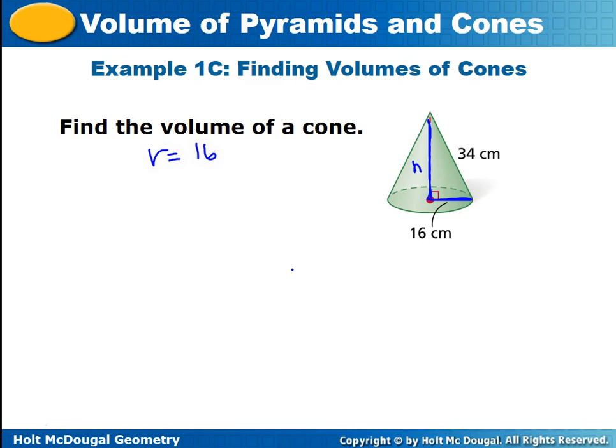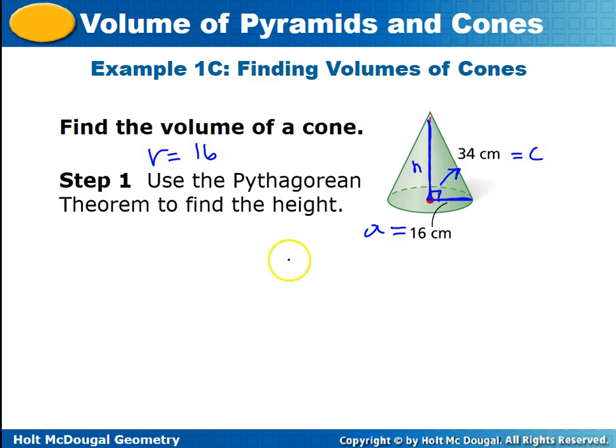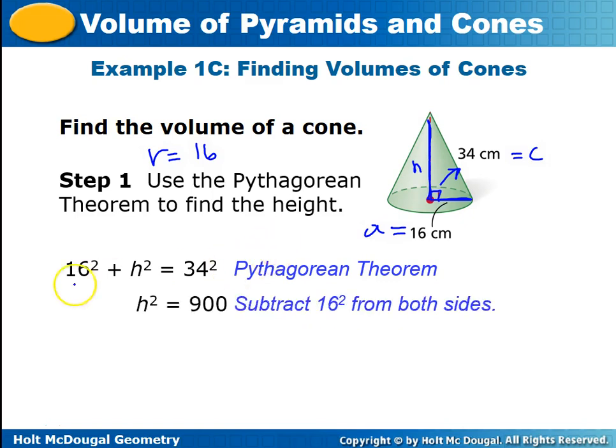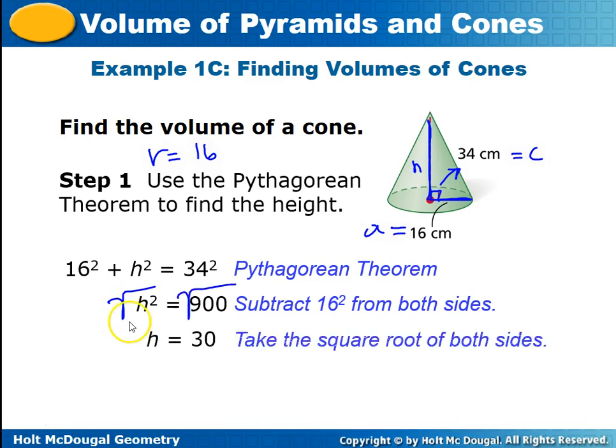To find h, we're going to use Pythagorean's theorem because I noticed this is a right triangle. And I also realized that that number over there, that 34, is equal to my c. Now I could make this 16 a or b, but I'm going to go ahead and make it a. So I'm going to do 16 squared plus h squared equals 34 squared. When I subtract the 16 squared from the 34 squared, I get 900. When I take the square root of both sides, I get that h is equal to 30.